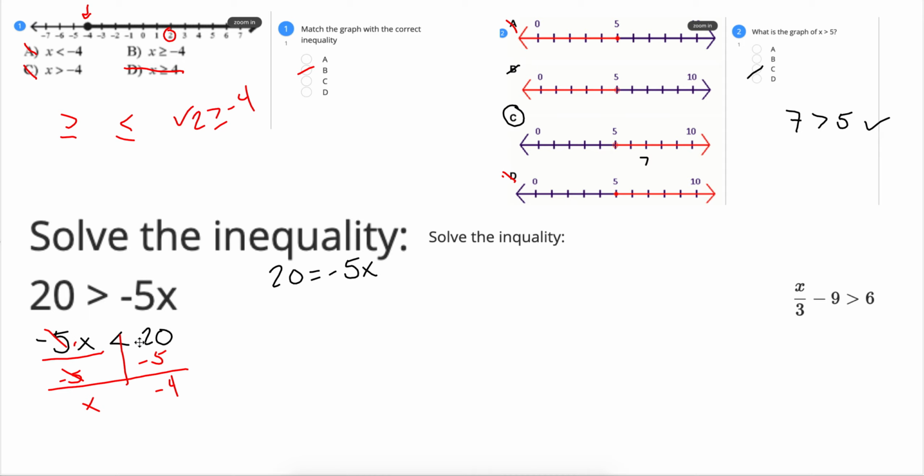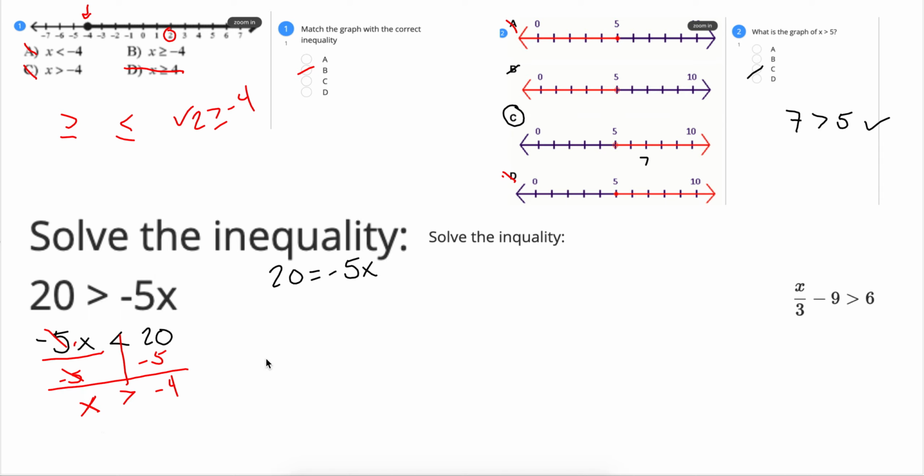And if you recall, when we divide or multiply inequalities by a negative on both sides, and this number down here is a negative, we need to take our sign and flip it around. So instead of x is less than -4, it's actually going to be x is greater than -4. X is greater than -4. And the answer is x is greater than -4.